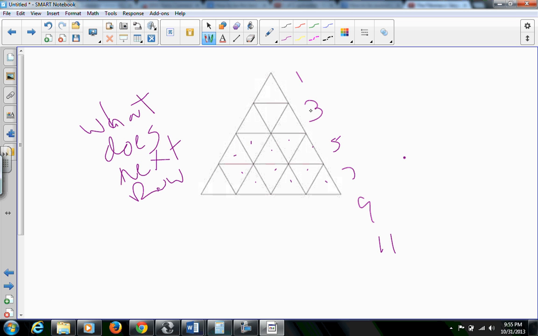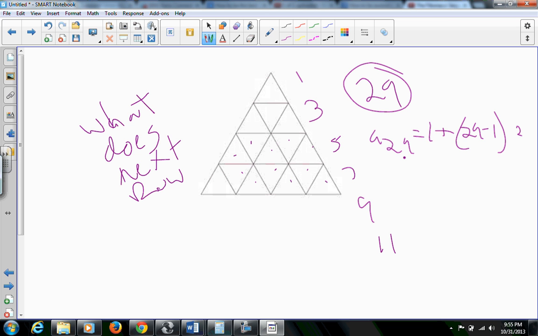And I could use this, and I can go back and ask you to tell me how many triangles would be in the 29th row, and you would use your arithmetic series formula. Your arithmetic formula would look like a sub 29 is equal to 1, because that's your a sub 1 value, plus 29 minus 1 times the common difference of 2. And you can tell me what the 29th row would look like without actually drawing it out, because that would be kind of ridiculous.